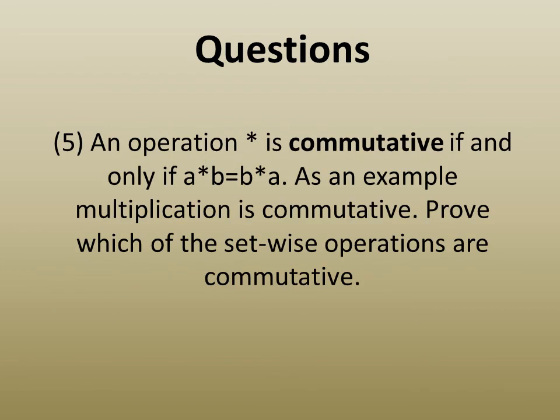Question 5. An operation, denoted star, is commutative if and only if A star B is equal to B star A for all A and B on which it is defined. As an example, multiplication is commutative. As another example, addition is also commutative. Prove which of the setwise operations are commutative.